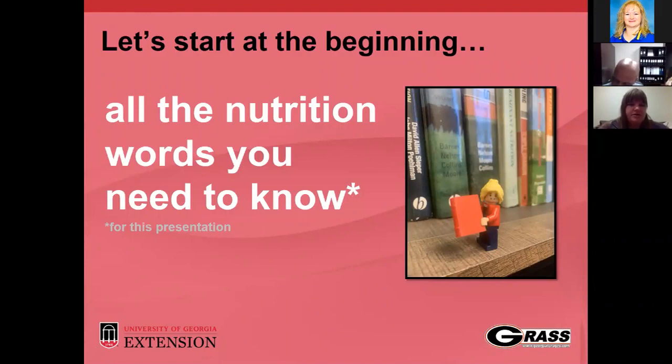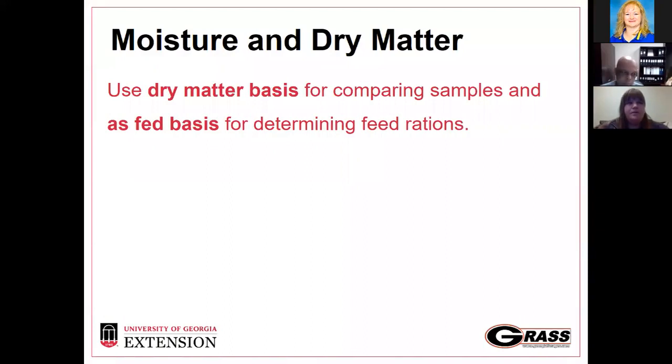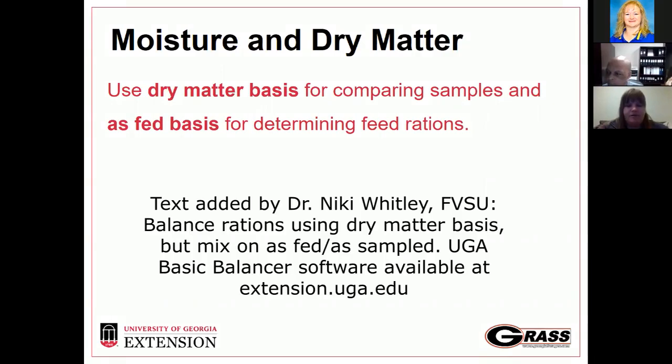So I want to start, and I don't want it to be a vocabulary lesson by any means. Just to introduce you to some of these words that you may or may not have seen before on different forage reports or in nutrition bulletins, just to make sure that we're all on the same playing field here. First, we're going to start with moisture and dry matter. We tend to use dry matter basis for comparing our samples, so if we're comparing samples from two different cuttings or two different farms, but we're going to use the as-fed basis for actually determining a feed ration.